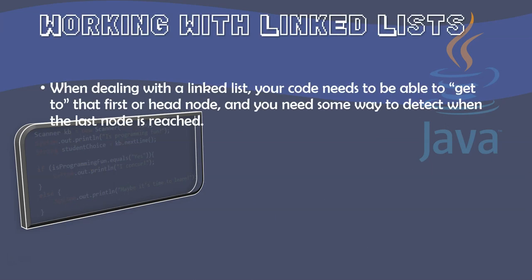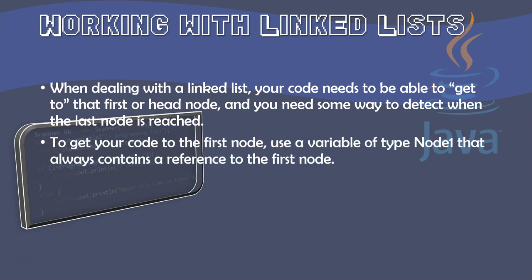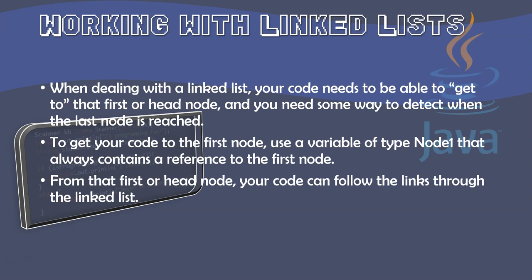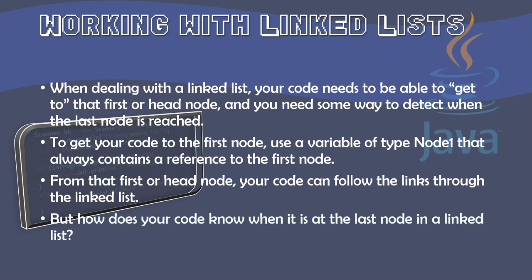Now we start working with the linked list. The thing you have to remember is your code needs to be able to get to that first head node. If we can't get to it, we're going to have some problems. We also need to figure out some way to detect when we reach the end of that list, or the last node. To get our code to the first node, we just use Node1 head, as we mentioned. That's always going to have a reference to that first node. And from that first, or head, node, your code can then just follow the links all the way through the linked list. But how do we know when we reach that last node? What is the distinction for that to be able to work?